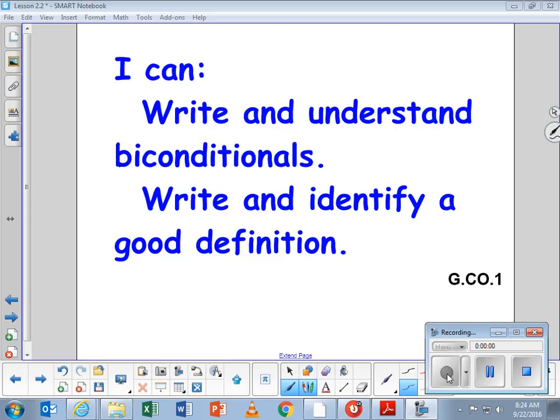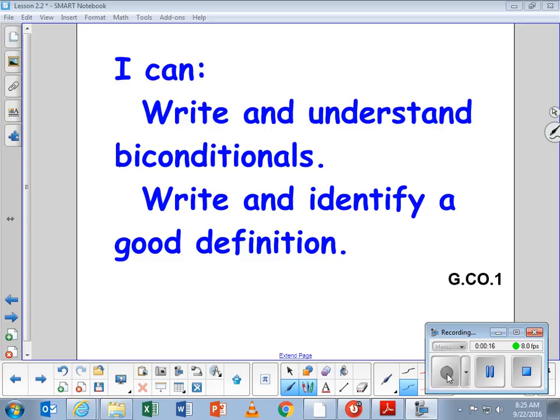Just a real quick recap. Today we're going to be talking about understanding what a biconditional is, how to write one, how we use them, when they're appropriate, when they're not. And we're also going to talk about how to write and identify what good definitions look like.